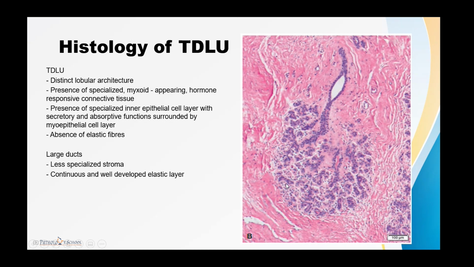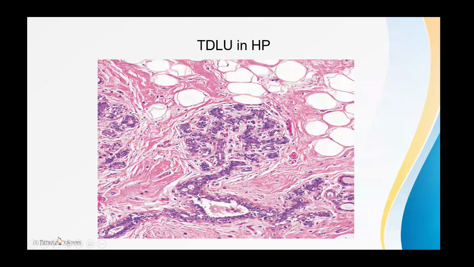This is important as the presence of these two cell layers signifies the benign nature of any lesion which may arise from the breast. This also has absence of elastic fibers, which is present significantly around the large ducts. Here we can see the terminal duct lobular unit, which inside is lined by epithelial cells and outside by myoepithelial cells. There is a deficiency of elastic fibers and surrounding fibrofatty collagenous tissue.